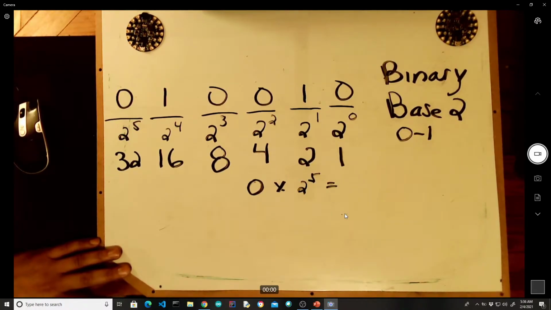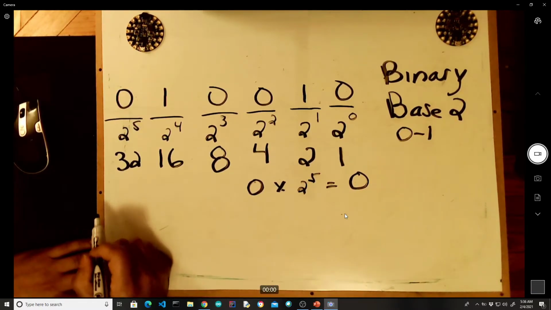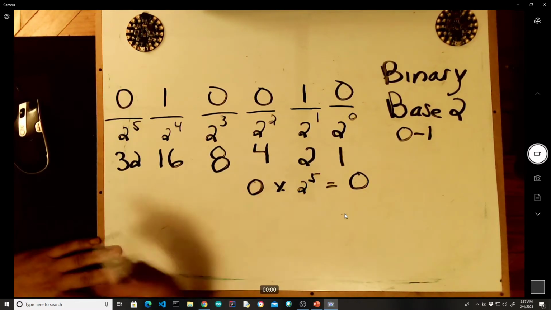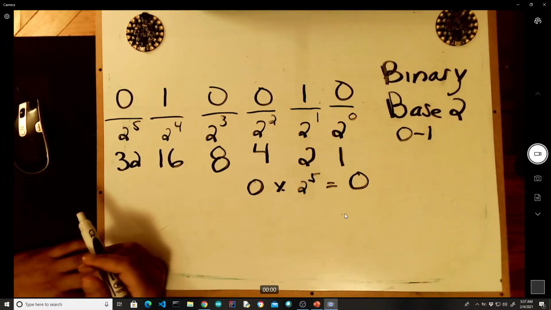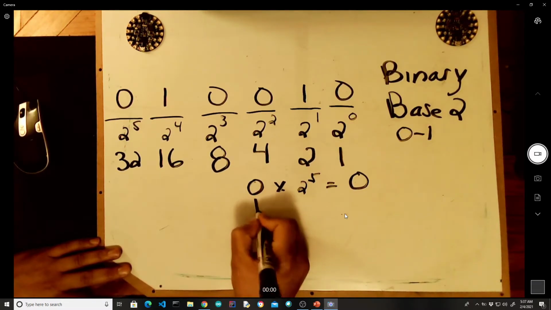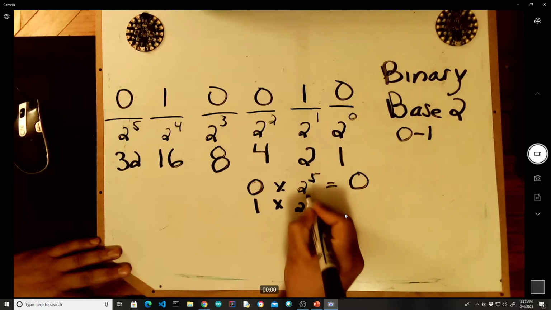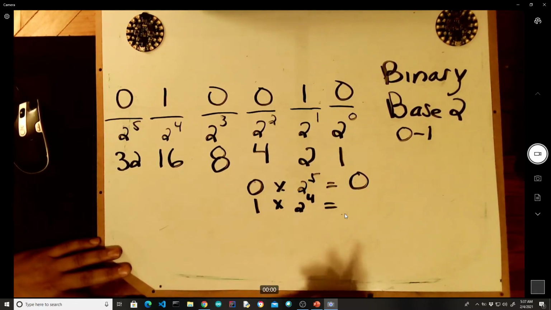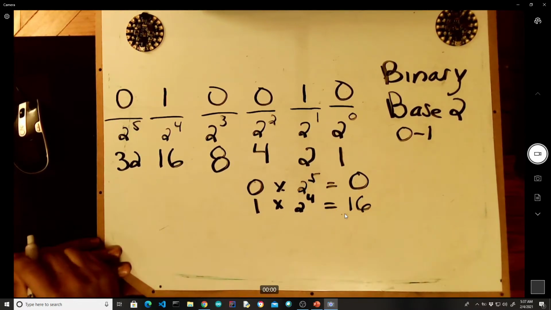Now here's the interesting thing. 0 times anything gives us 0. And ultimately what we're going to do with all these numbers is add them up. So anything that has a 0 in that particular position, there's no need to include it as part of your calculation. Again, it's pointless because you're adding 0. So let's go on. So we go 1 times 2 to the 4. And what is 2 to the 4? It's 16. So 1 times 16 gives us 16.